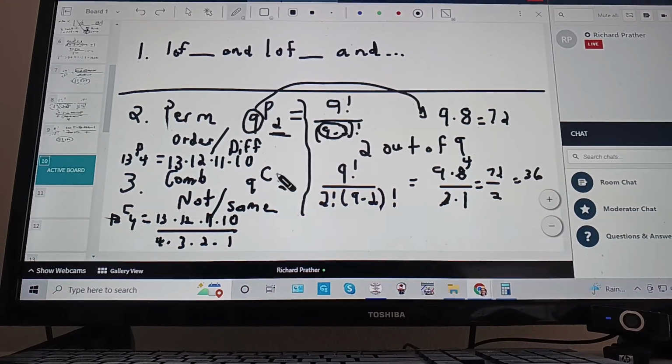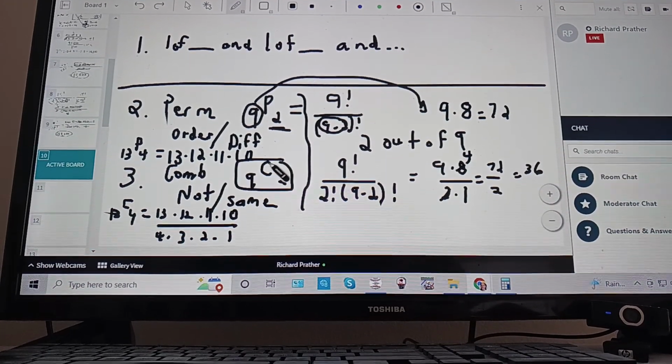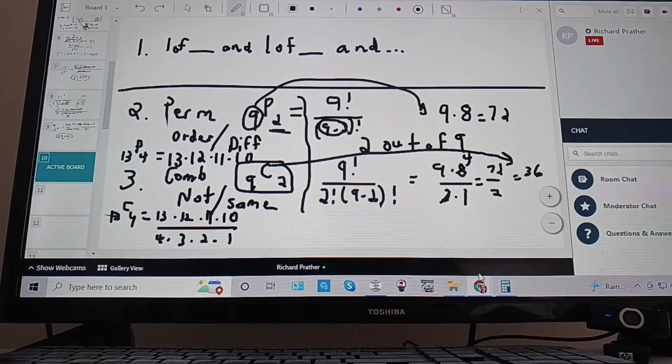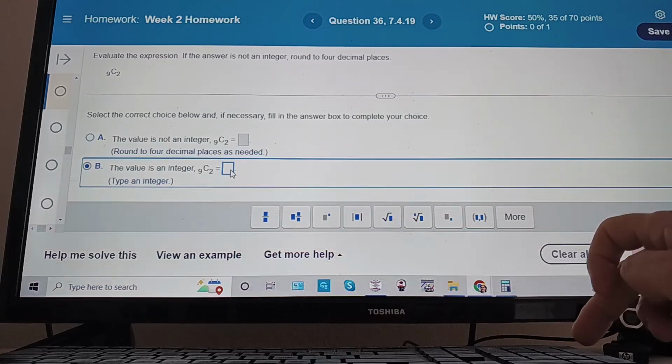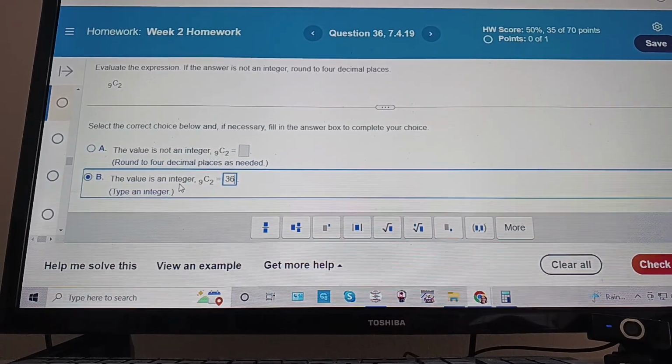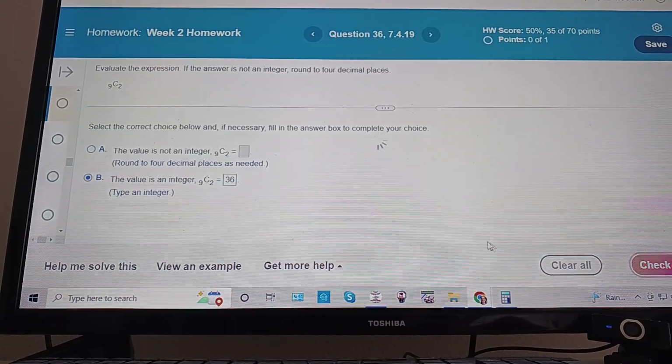Problem number 36 just gave us 9 combination 2, so that answer would be 36. And 36 is an integer, so I would put it wherever it says is an integer instead of not an integer.